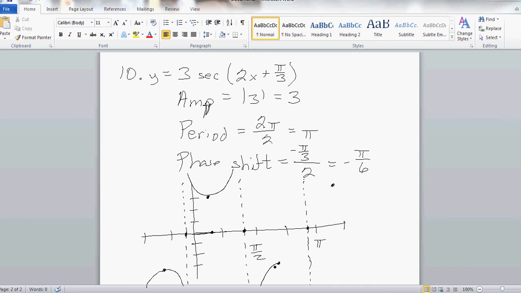And due to running out of room, it's very difficult, but basically we're going to get something that's going to look like this. Every other cycle or every other period has one going either down or up. And we need to remember it cannot cross the asymptotes, and we've got the minimum values right at those points.